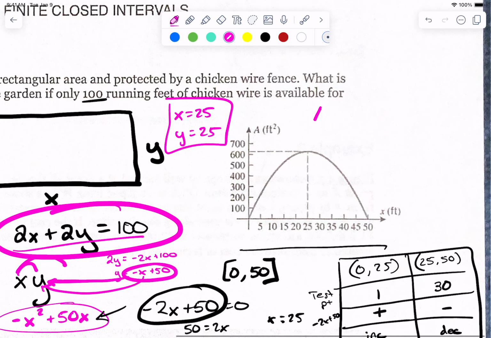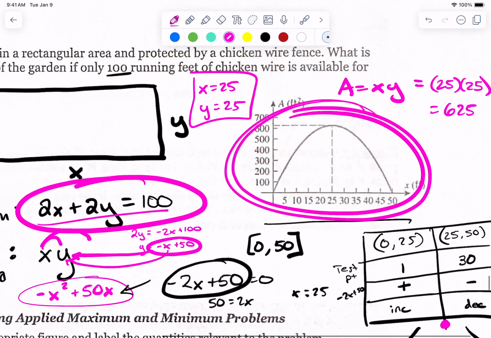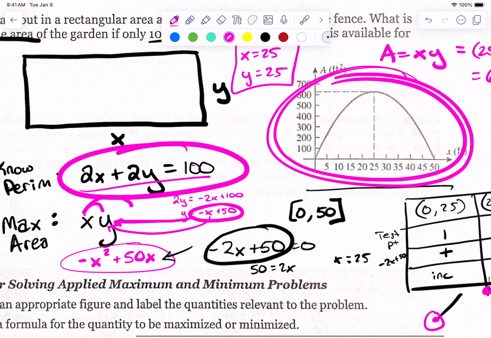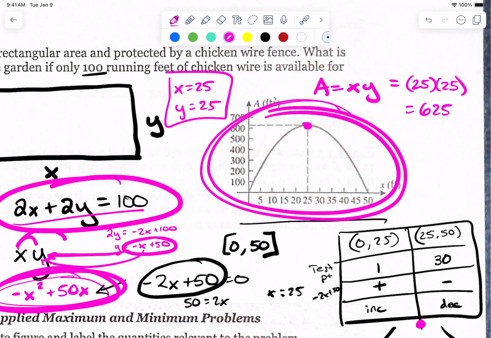Yeah, 625. Area was x times y, so 25 times 25, and that will give me 625 as the max area, which you can see. This graph right here is the graph of your negative x squared plus 50x before we took the derivative, and you can see at 25 it has the high point. That is in, I don't know, are we in feet? Feet squared. So final answer, 625 feet squared. That's the maximum area using the dimensions 25 and 25.